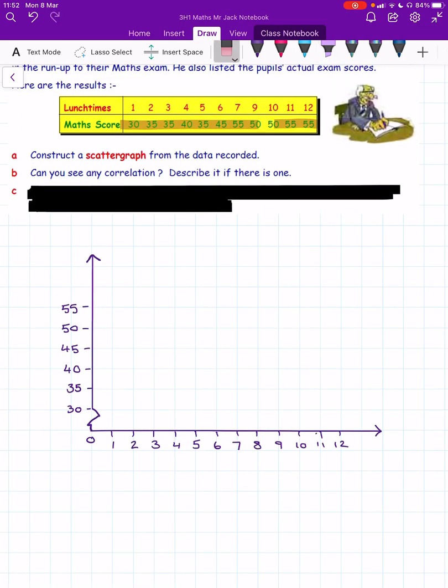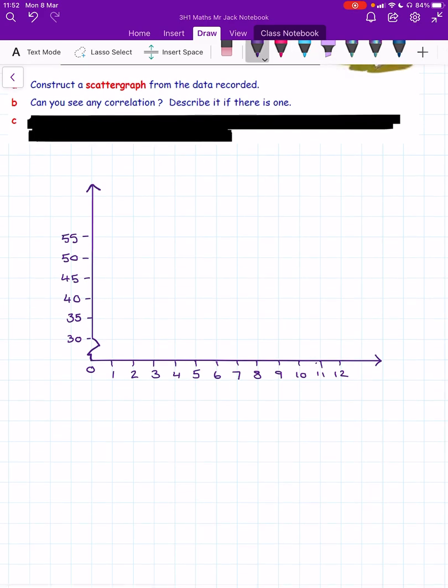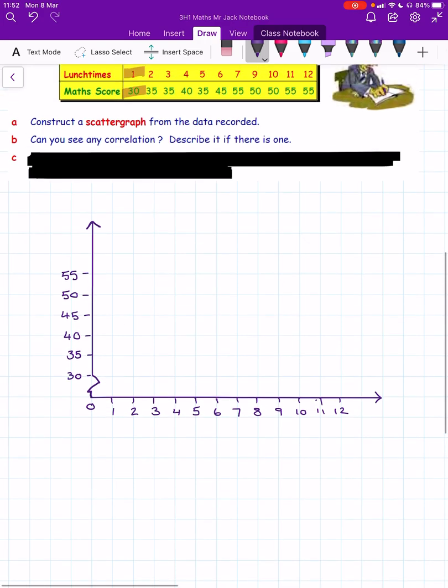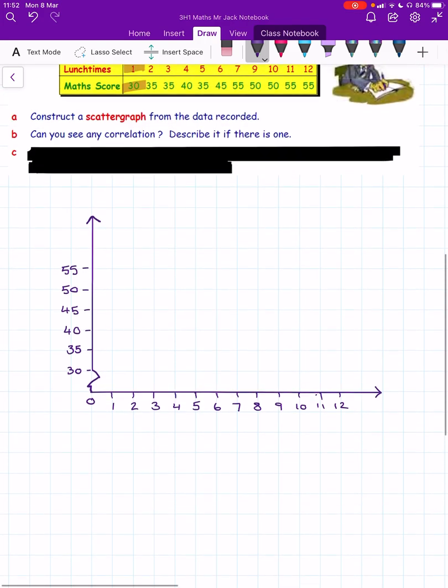Okay, next thing we need to do is start plotting the data points, okay? And we're going to do that using the crosses, and I'm going to use a different color, so let's just use that pink color. So first things first, our first data point here is 1 and 30. Actually, before we start plotting points, let's just label our axis, shall we, just to make sure we get things right.